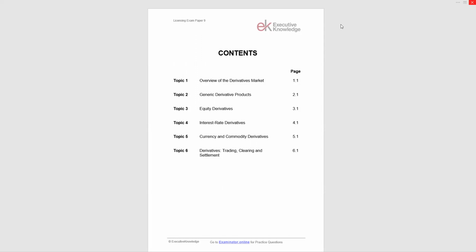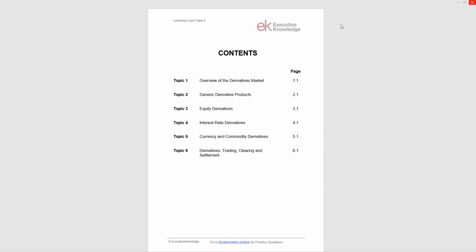Now, practice questions are very important when it comes to preparation for the Hong Kong Securities Institute licensing exams, because short-term memory is vital. And a way of building up your short-term memory is to do practice questions before the exam. Now, we have hundreds of practice questions on the platform Examinator.online, the address of which you can see at the bottom of the page in front of you. And I would recommend that you use those questions.